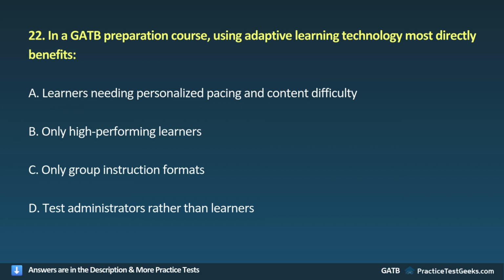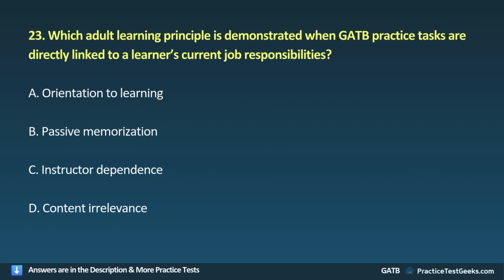Learners needing personalized pacing and content difficulty. B. Only high-performing learners. C. Only group instruction formats. D. Test administrators rather than learners. 23. Which adult learning principle is demonstrated when GATB practice tasks are directly linked to a learner's current job responsibilities? A. Orientation to learning.